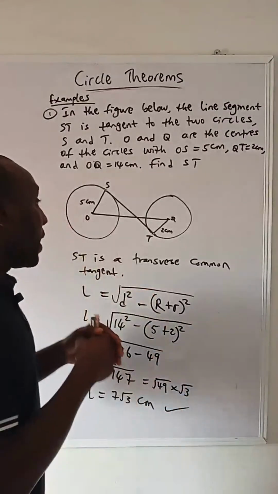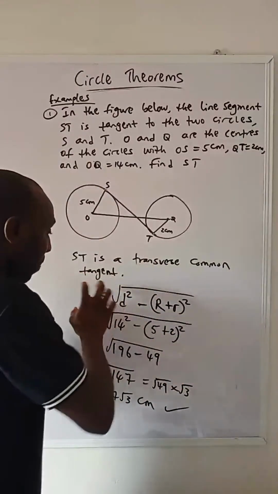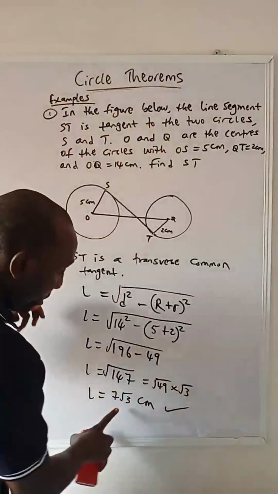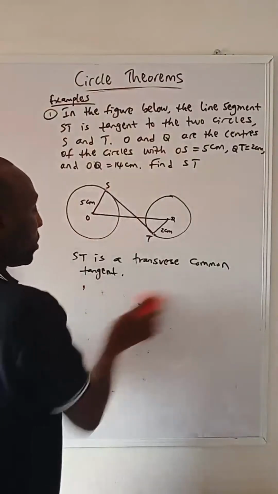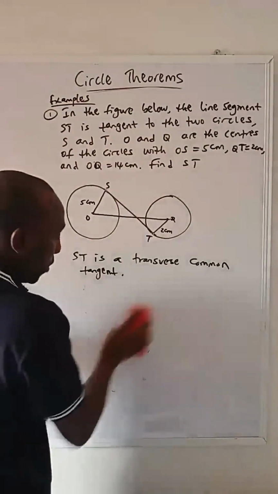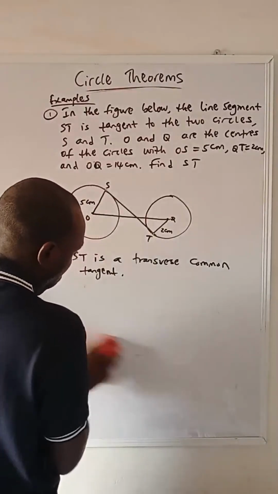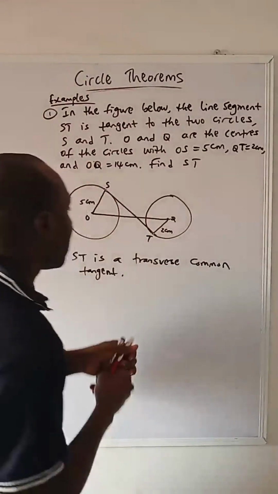All right. If you want to do this without using this formula, though an application of this formula will be used, let's do it another way. So this is 7 root 3, by the way. So I'm going to do this without using the formula. Okay? Let's do this together.